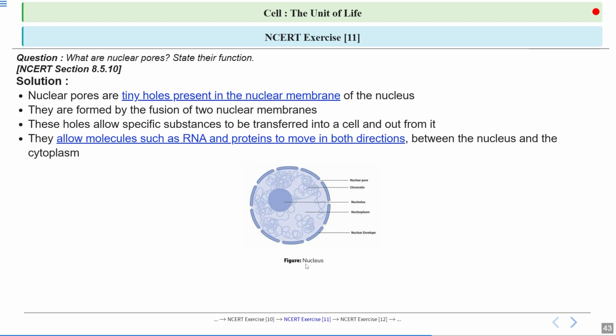This is an image showing you the nucleus. Within the nucleus, you have the nucleolus, where ribosomal RNA synthesis occurs. This is the nucleoplasm, which is the fluid of the nucleus. Within the nucleus, you have the chromatin material, which is made up of nucleosomes. Now, these are the nuclear pores through which these molecules are transported across the nucleus.